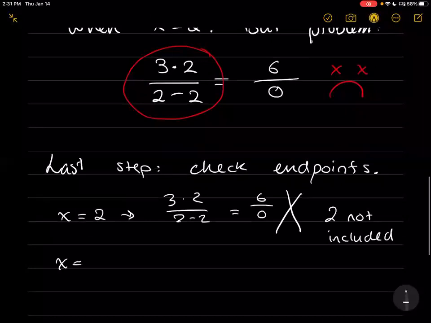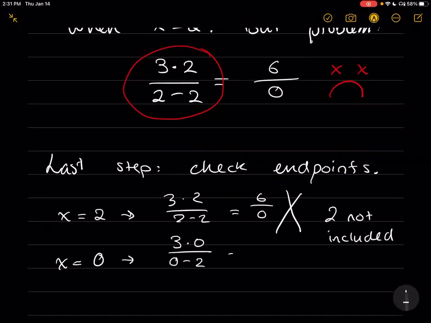But if we look at the other endpoint, which if you remember is 0, and we plug in 0, we get 3 times 0 over 0 minus 2. That's going to be 0 over negative 2. That's okay, because 0 divided by a number, we know how that is. That's just 0. We just can't have 0 on the bottom part.